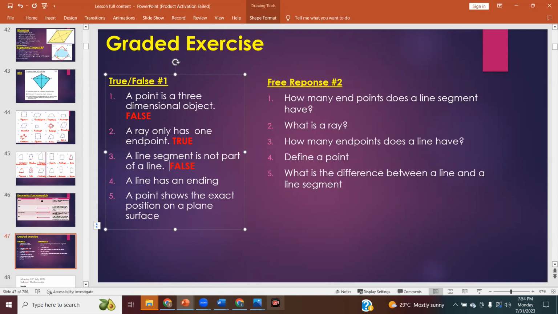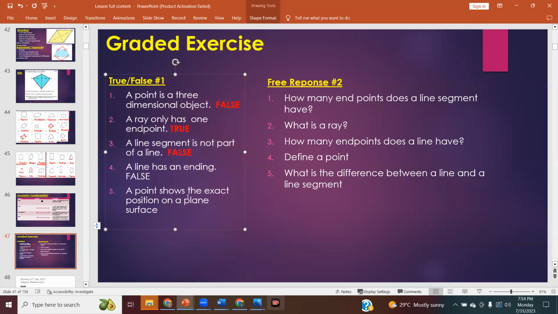Number 4, Ebony Johnson. I cannot hear from Ebony. False. A line has an ending. That's false, yes. So the line doesn't have an ending. A line goes in opposite directions forever and ever.